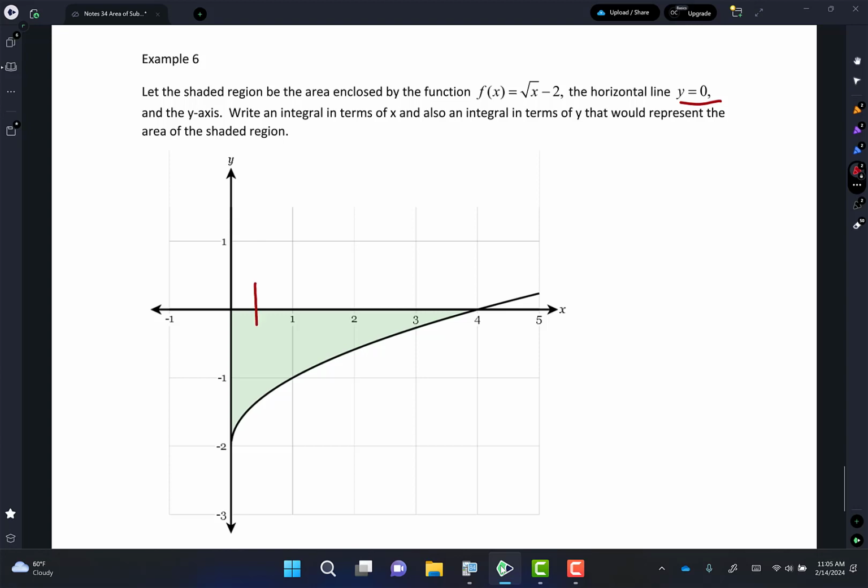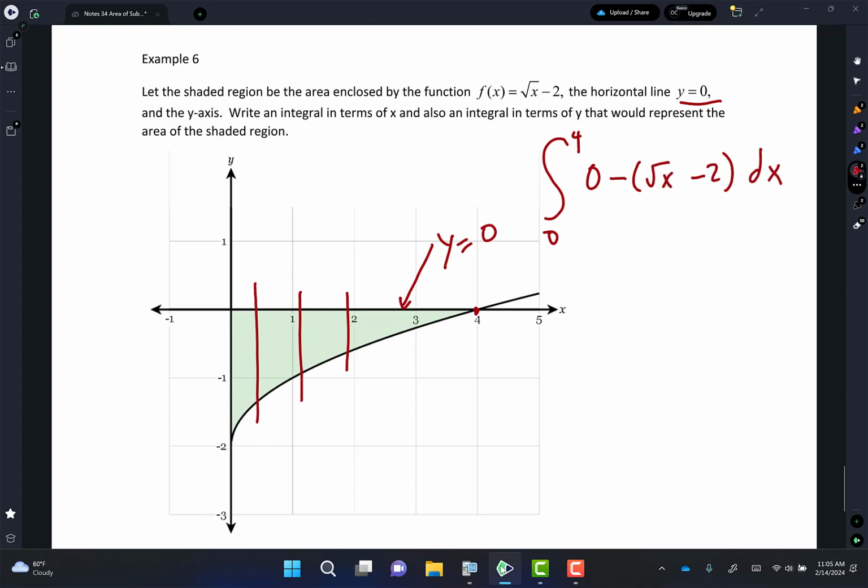If I go with respect to the x-axis, look, that's a slice. That's a dx. So what line is first? What's on top? The y equals 0 line is first. So if I don't do 0 minus the square root of x minus 2, I'm going to get a negative area because it's below the x-axis. But how do I ensure that it's positive? Like this. And I believe that's 4. 0 to 4. And I write 0 minus square root of x minus 2 close dx.